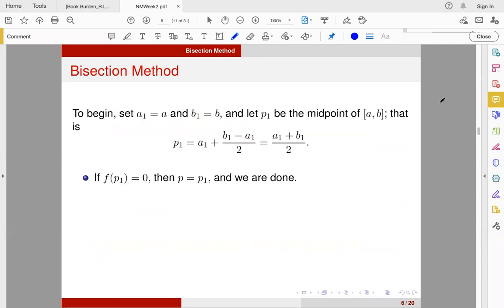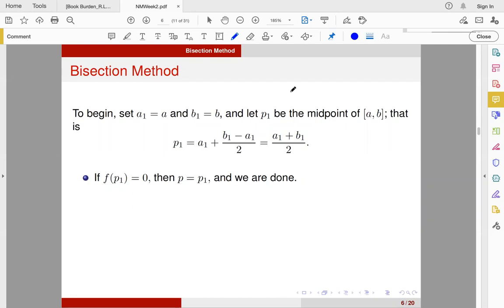Let's continue. We start with the interval A until B, and then find P1. So this P1 is the middle point between A and B. Therefore, you calculate like this: you add A plus B divided by 2, and then you have P1.